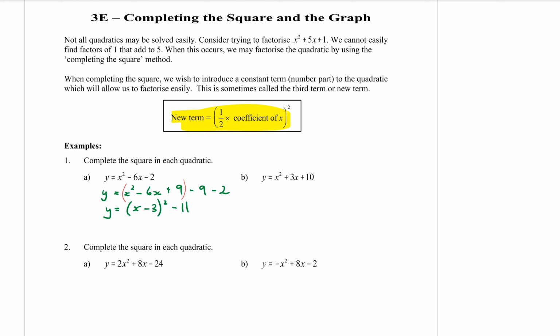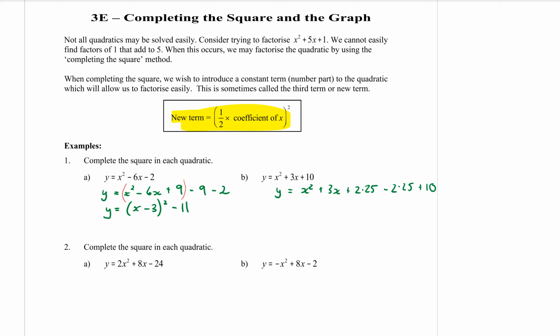Part B. We're going to keep the y equals x squared plus 3x. I'm going to find my new term by halving the 3, which is 1.5. It's okay to go into a decimal or a fraction, and square it, which will make 2.25 or 2 1/4. Either way of writing that is fine. I immediately subtract that number back off again because I can't change the size of my problem here. I have to keep it all the same. And I have my plus 10 on the end.